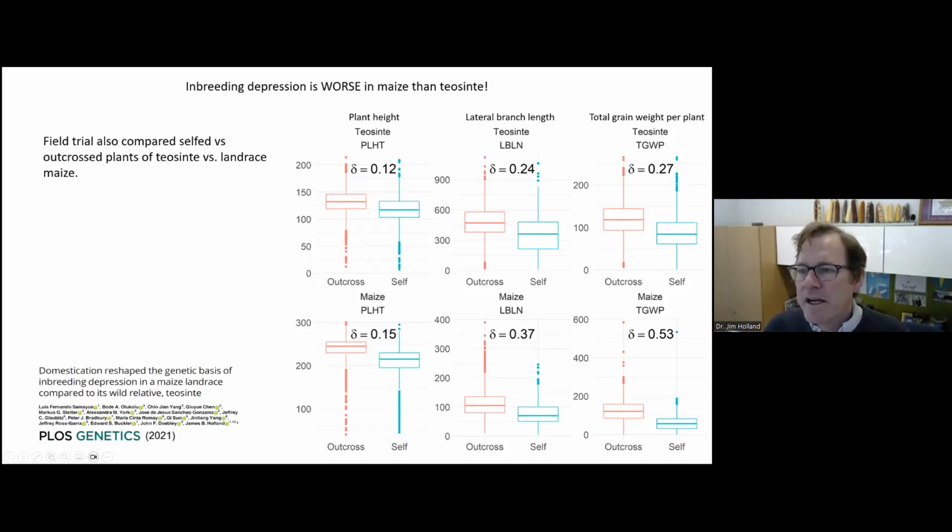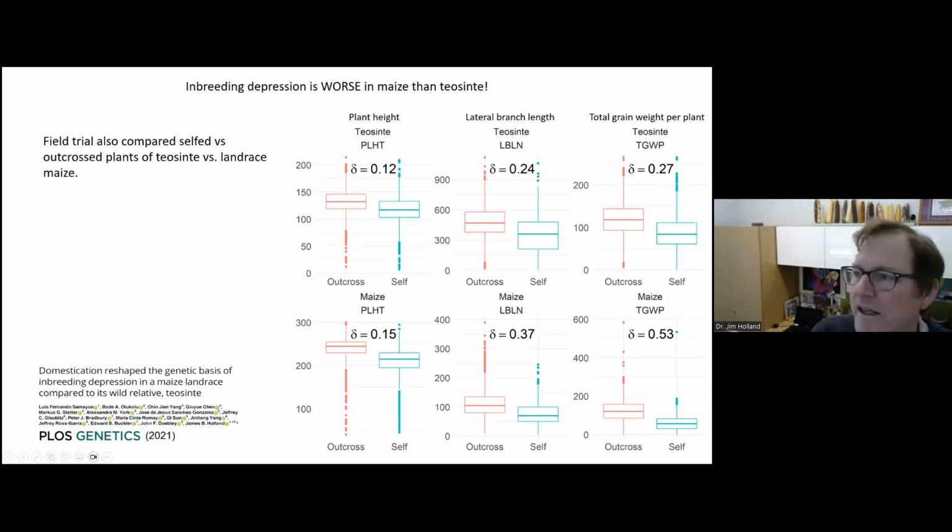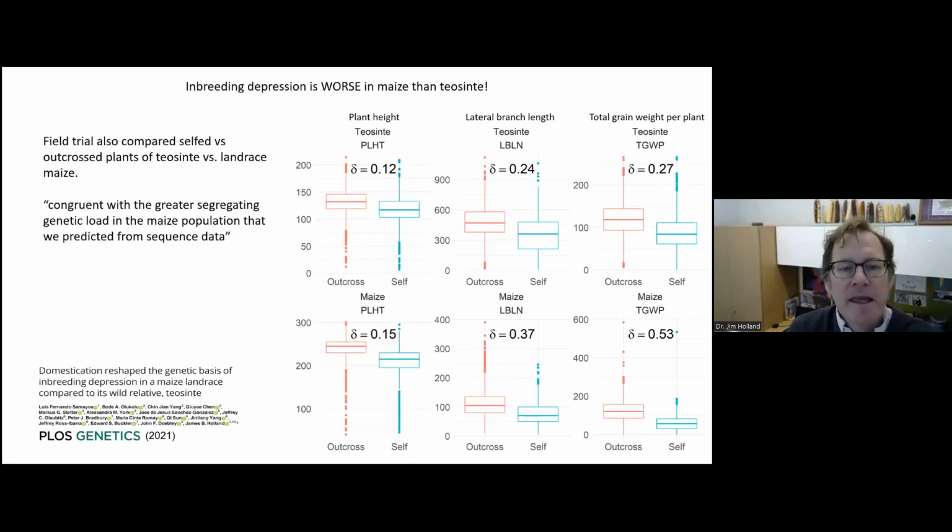Teosinte definitely has inbreeding depression. It's about a 27% reduction by a single generation of selfing. But in maize, there's a 50% reduction. So there's actually a higher genetic load in the domesticated species, despite these thousands of years of human selection. And if you look at the sequence data, there are ways to predict which genetic variants might be deleterious, solely based on sequence information.